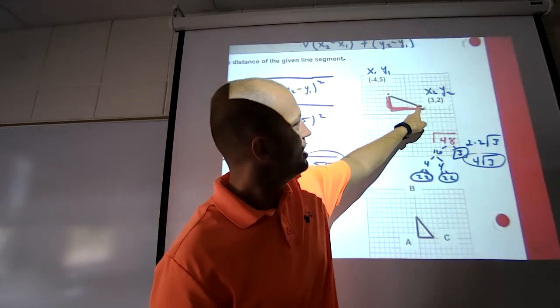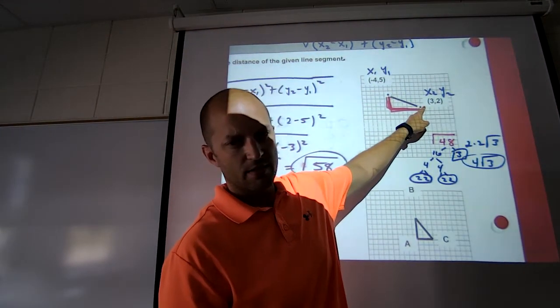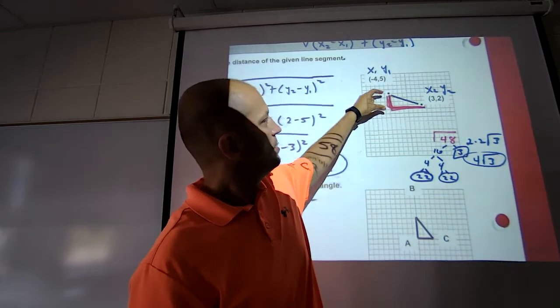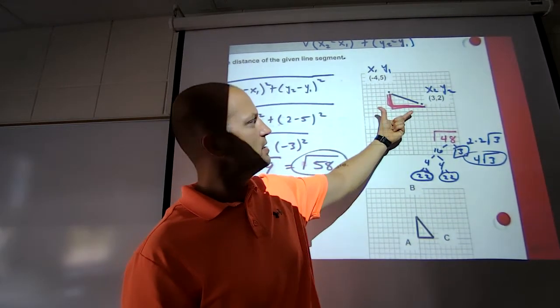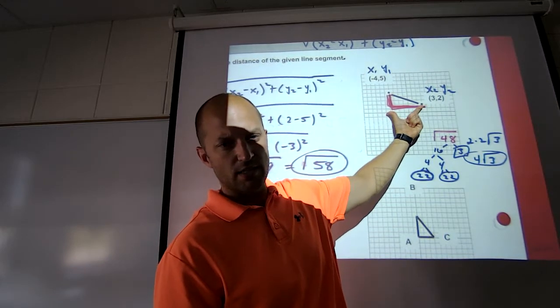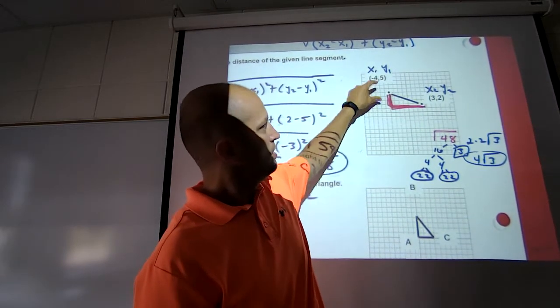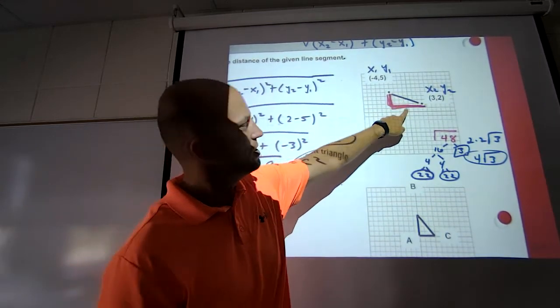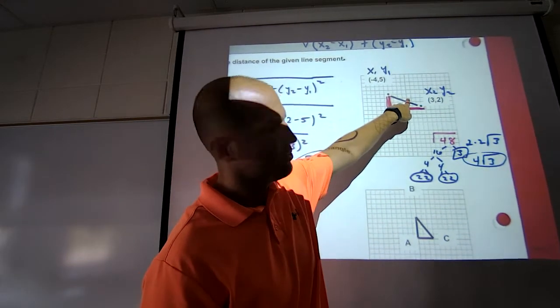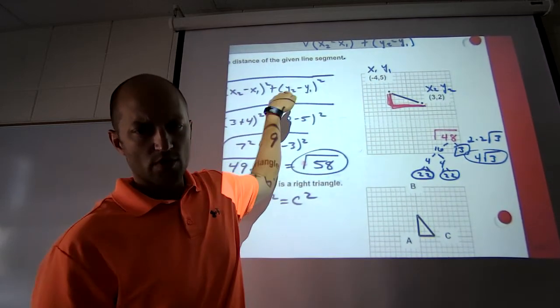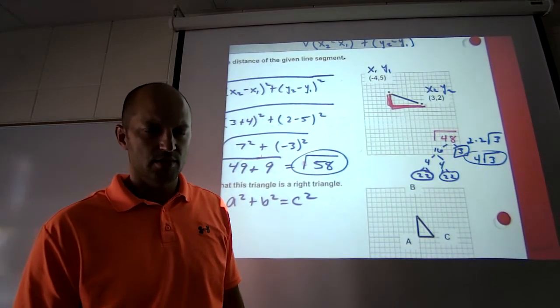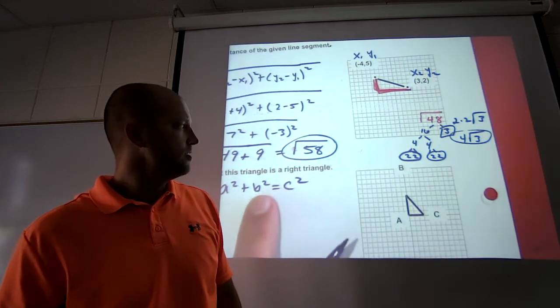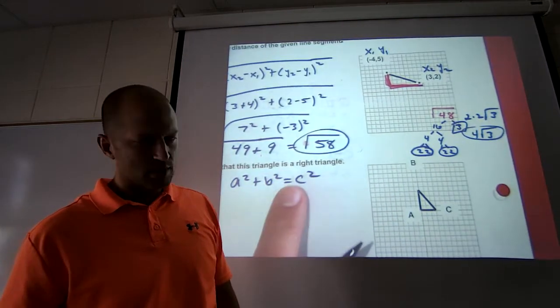Well, this is C. This is your distance squared. This is the difference of the y's, and this is the difference of the x's. This is x2 minus x1. This is y2 minus y1, and this is your distance. Well, this guy squared plus this guy squared equals this one squared. And then you square root both sides to get that distance. Okay? Exact same thing here. A squared plus B squared equals C squared.